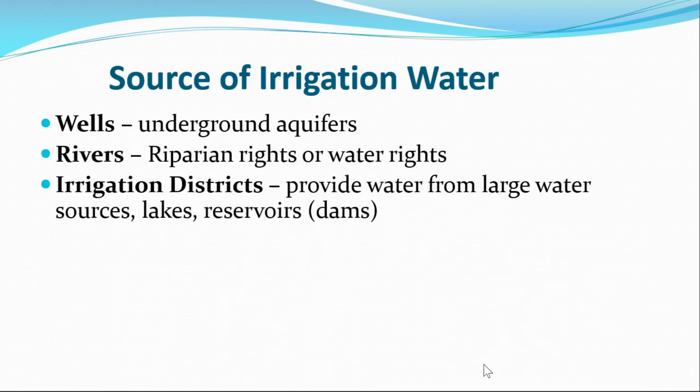All right, so where do we get irrigation water? Easy. Wells, we drill for it. Rivers, we pull it out of the river, or we have water that's provided from large water sources like lakes and reservoirs. Those are called irrigation districts, by the way.